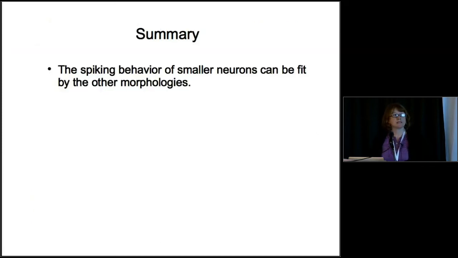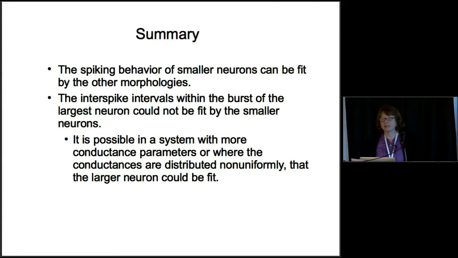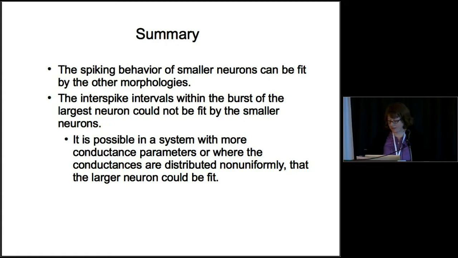So in summary, basically I just showed that the spiking behavior of the smaller neurons can always be fit by the larger morphologies, and the spike bursting or the spike intervals of the larger neurons could not be fit for the larger neurons. Of course, it's possible in a system where there's more ion channels that this could overcome this. I don't know, but at least this is some hopefully positive evidence that modeling a system as a set of point neurons is not completely wrong, which I find to be a good thing. And that's all I wanted to say today. Thanks.